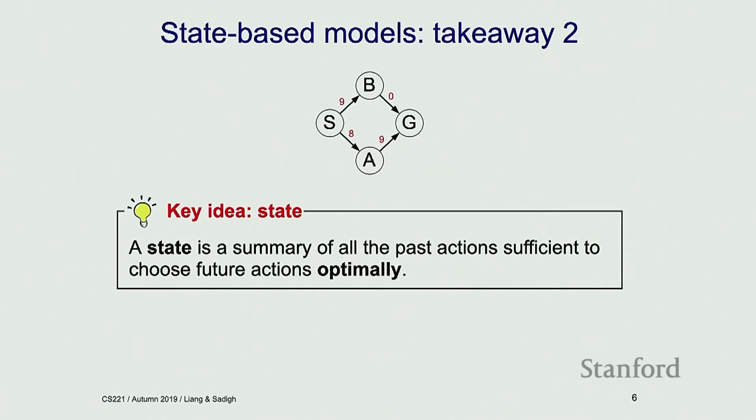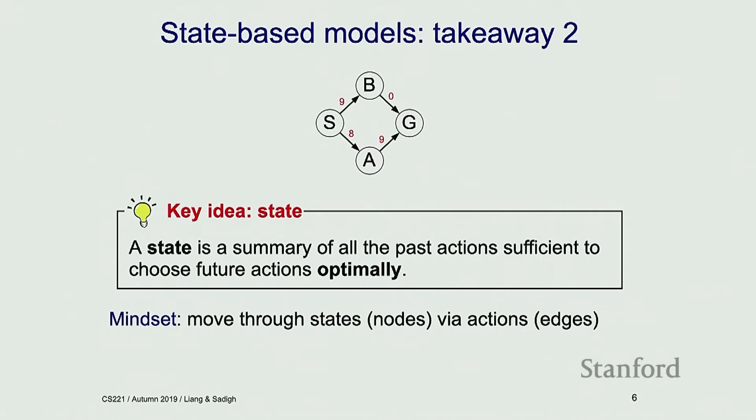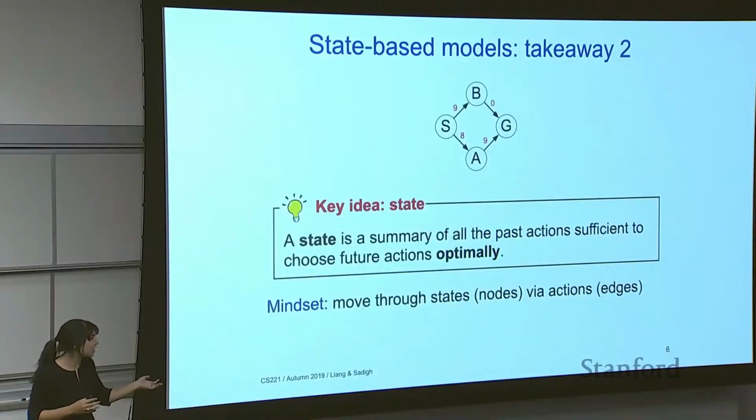So let's just summarize what state was. Well, a state is a summary of all past actions that's sufficient to choose future actions optimally. And that's how we define states, that's how we went about states. Okay? And once we had the notion of state, then our mindset was, I'm going to move through these states through actions.